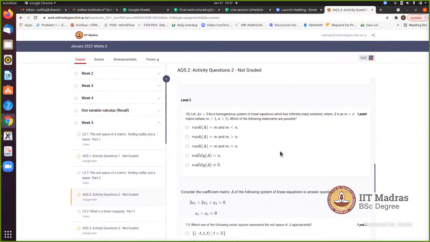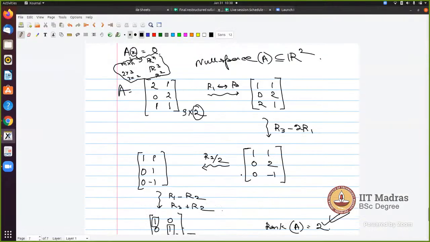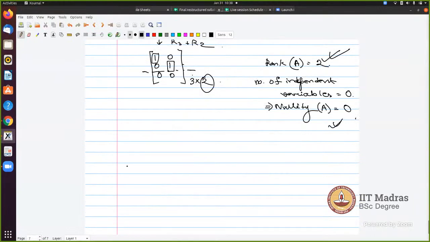Which of the following statements are possible? Rank of A is m and m is less than n. So it is possible. But sir, the last one, nullity of A equals n, I'm not understanding why it is possible. Where A is an m cross n matrix, which of the following is possible? First of all, nullity of A is n. That is an interesting thing.